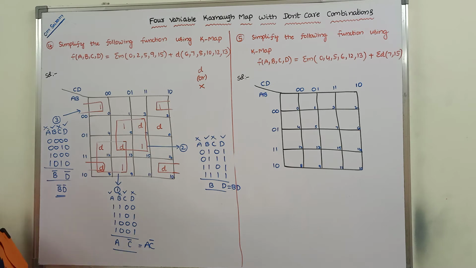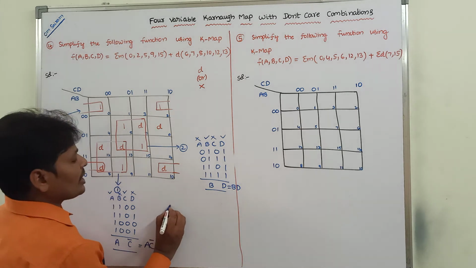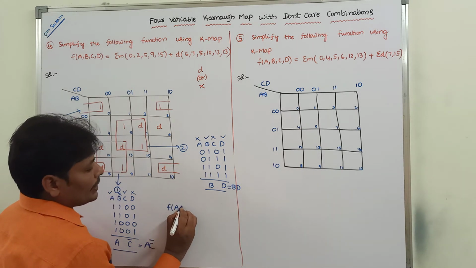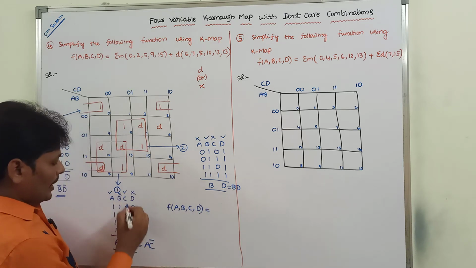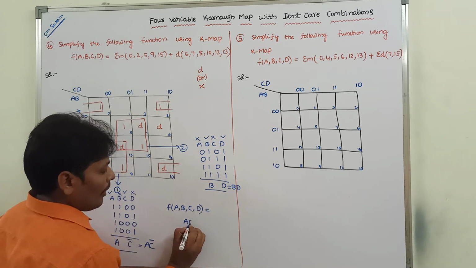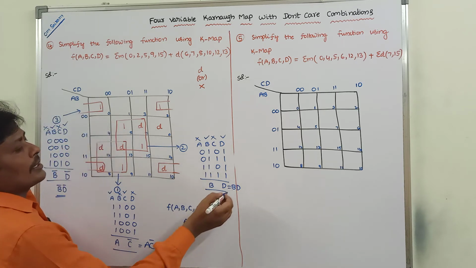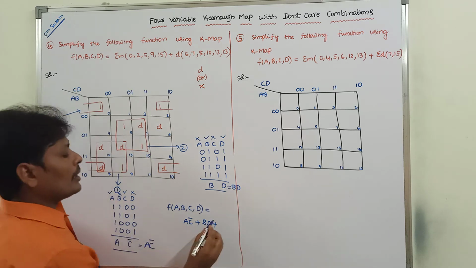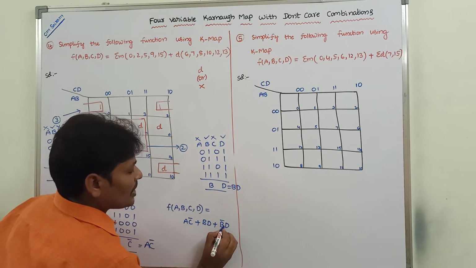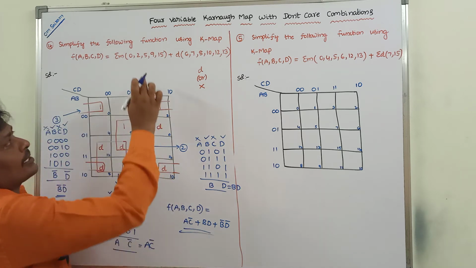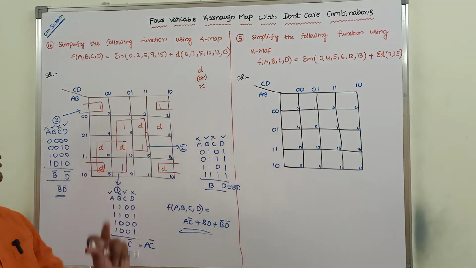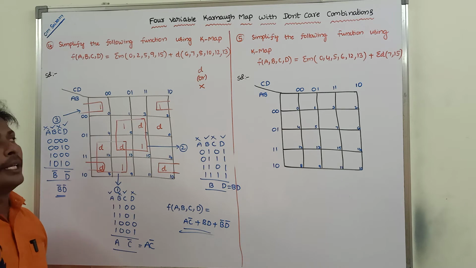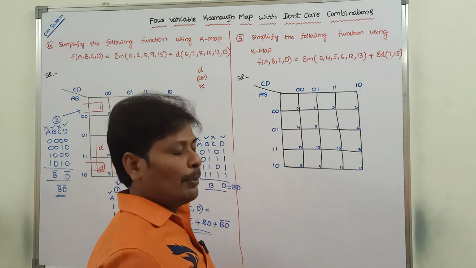So now once we are simplifying these 3 quads, what is the minimal expression we are getting? F of A, B, C, D is equal to, first quad A C bar, plus second quad BD, third quad B bar D bar. So this is the minimal expression after simplifying these sum of minterms and the don't care combinations. Okay, next we go for another example problem.